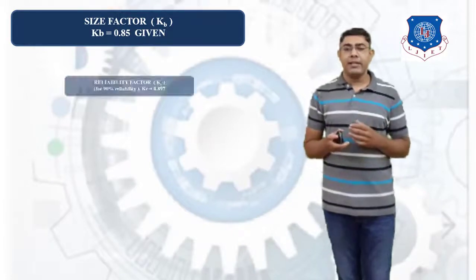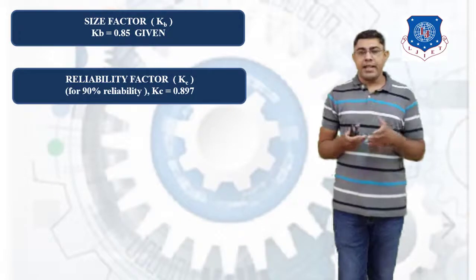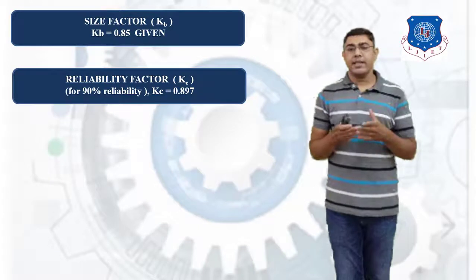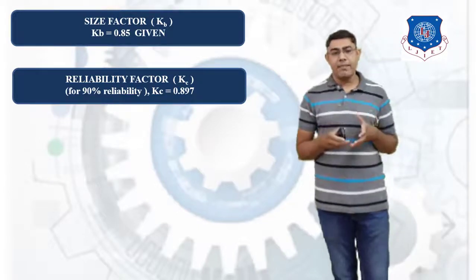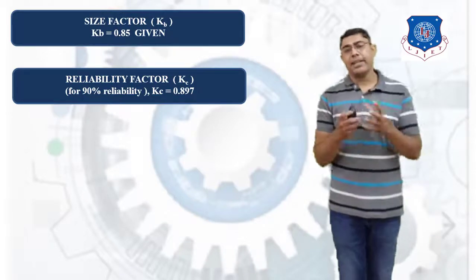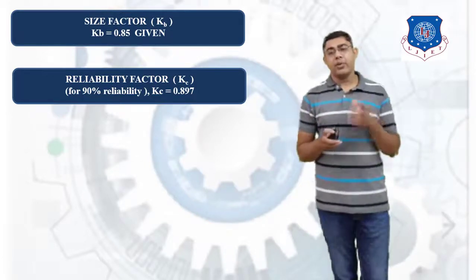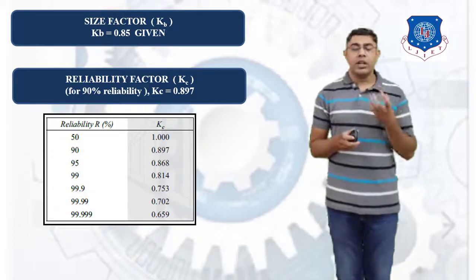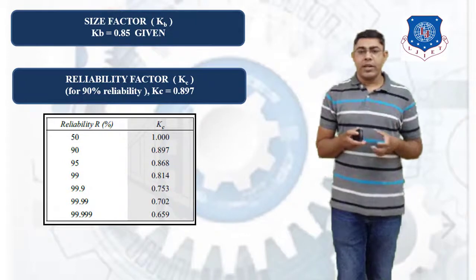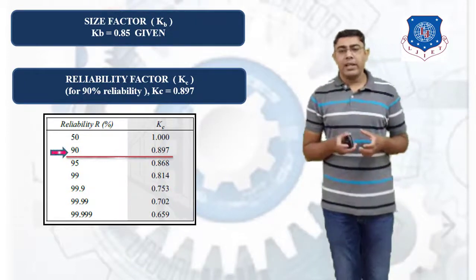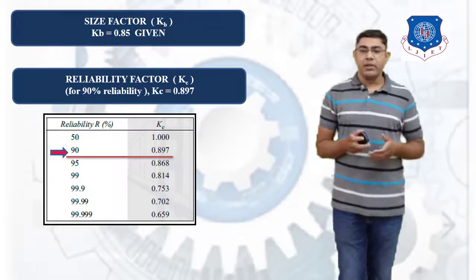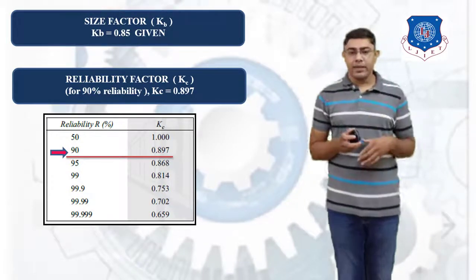Next is the reliability factor Kc. The reliability condition is given as 90% reliability. So for 90% reliability, we have to calculate the reliability factor Kc, and for that we have to use this table. Here the condition is 90%, so according to 90%, the value of Kc is 0.897. So we can find the value of Kc according to the reliability percentage.